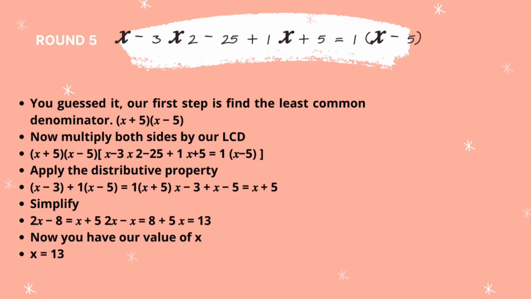(x - 3)/(x² - 25) + 1/(x + 5) = 1/(x - 5). Apply the distributive property: x - 3 + 1 times (x - 5) equals x + 5. Now simplify: 2x - 8 equals x + 5. 2x - x equals 8 + 5, so x equals 13. Now you have our value of x: x is equal to 13.